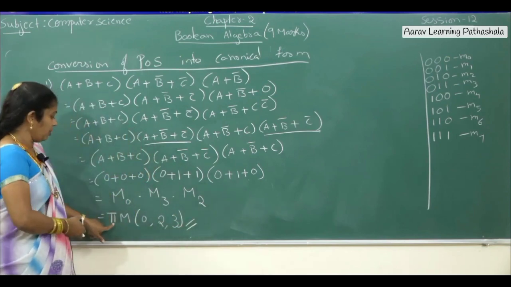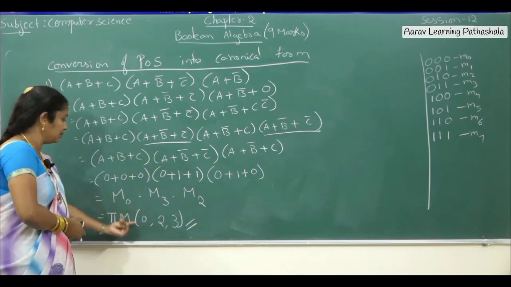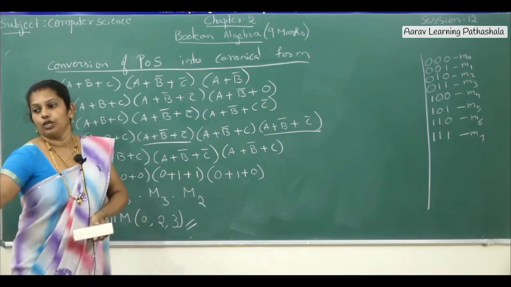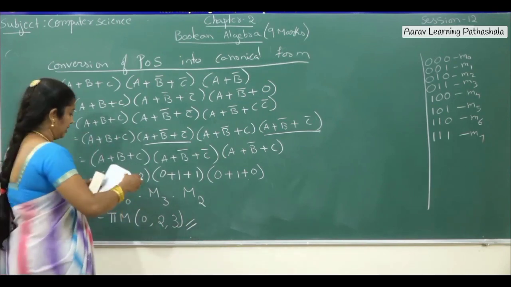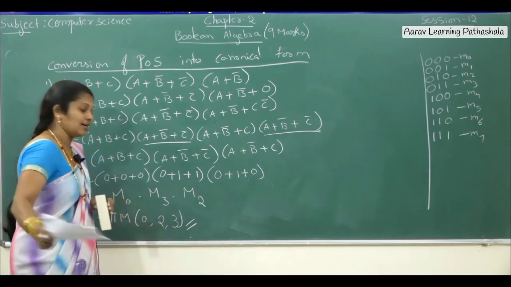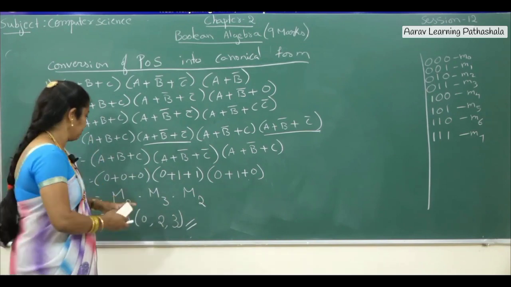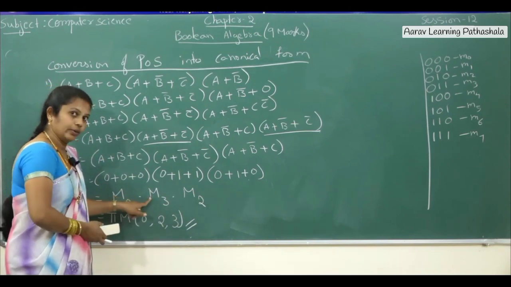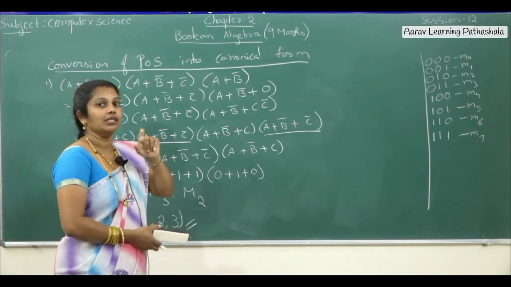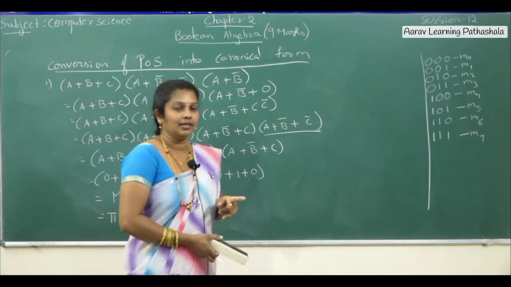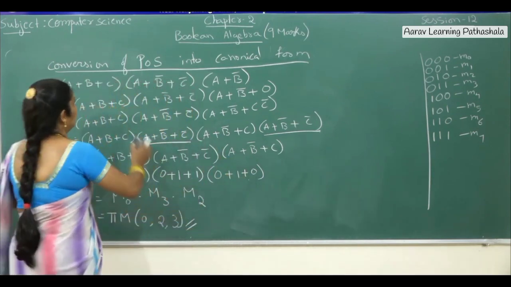Whereas in min term we used to write sigma of, in max term we write pi of, that is pi of 0, 2, 3. This is the final expression. Here you have to write in capital letter, whereas in the previous case we wrote in small letter. For min term small letter, for max term capital letter.